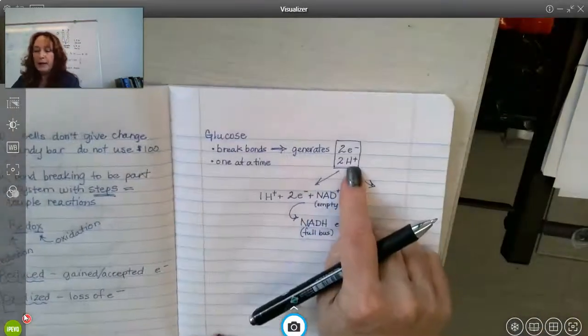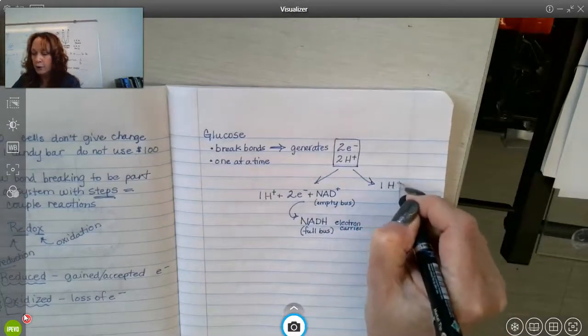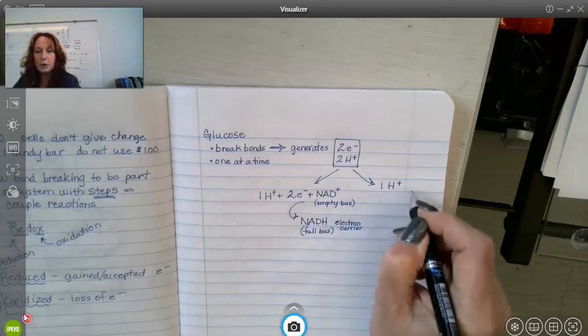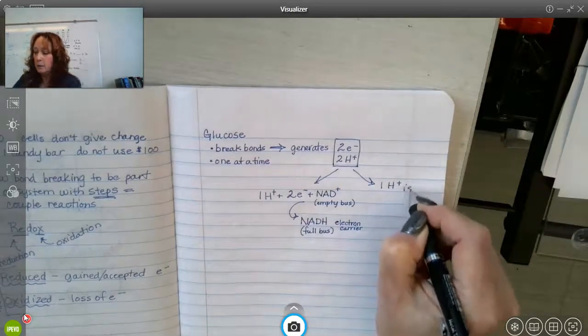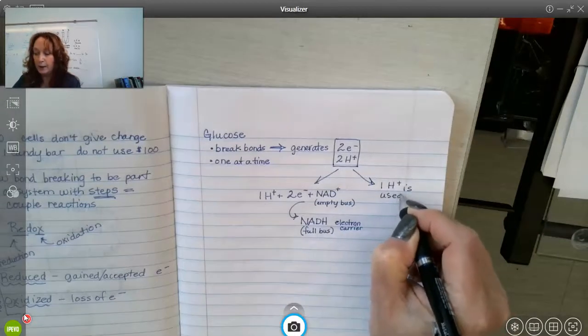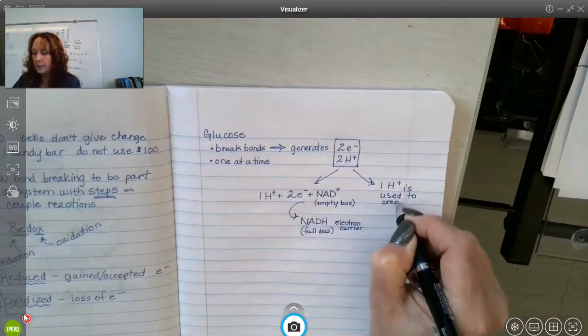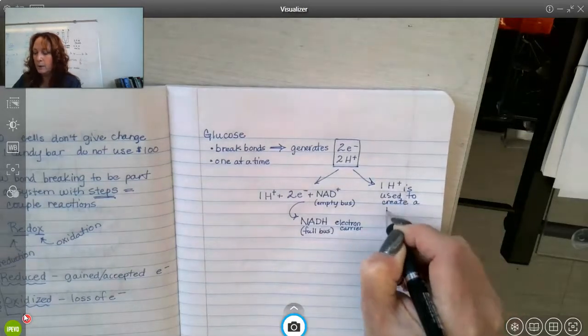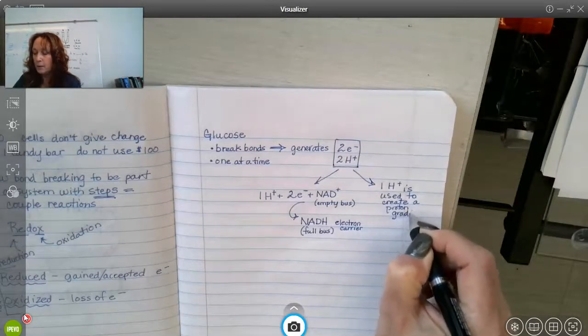So we still have a hydrogen that we need to account for. One hydrogen is going to be used to create a proton gradient. So it's going to be free. It's just a proton, and it becomes part of what is pumped across the membrane to form a gradient.